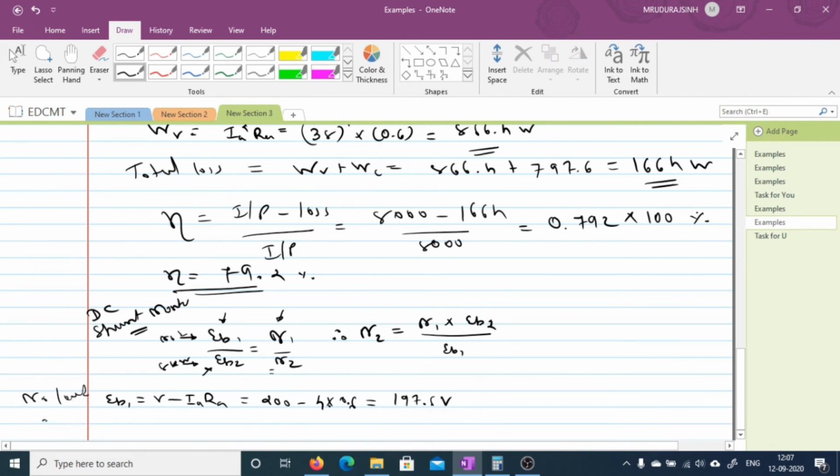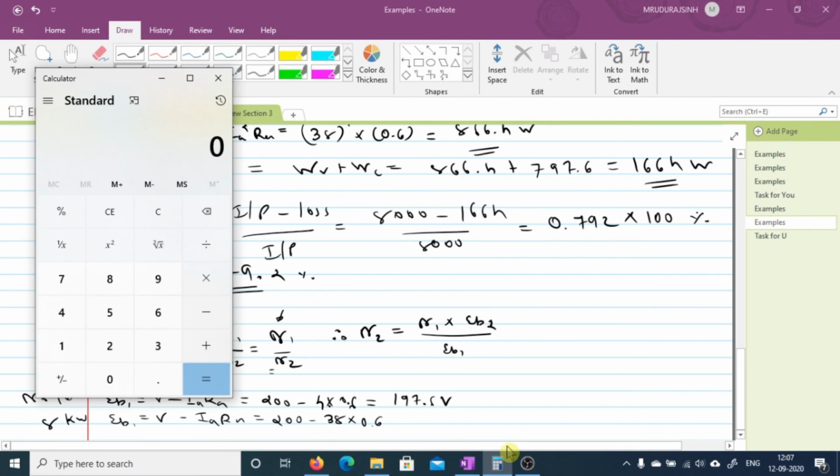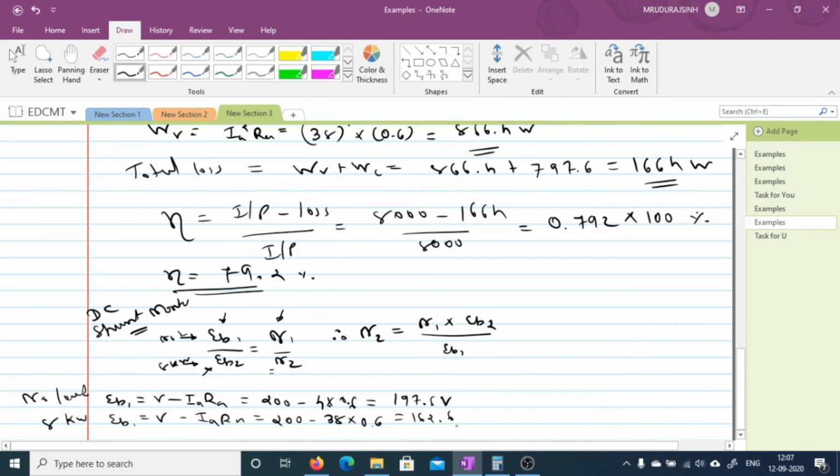Now at 8 kilowatt, the back EMF is V minus IA RA. 200 minus the current at 8 kilowatt, which was 38 ampere, into 0.6. So 38 into 0.6 gives us 22.8, and 200 minus that gives us 162.6 volt, right?